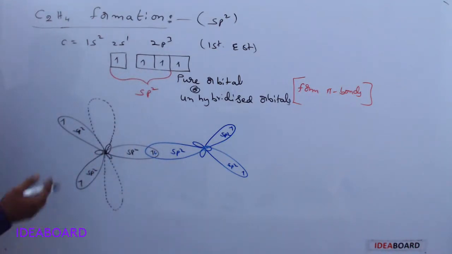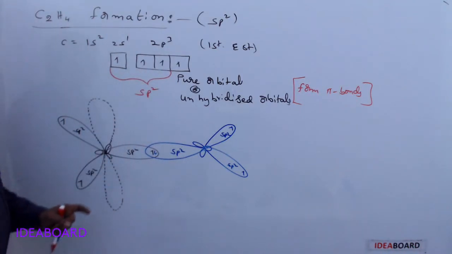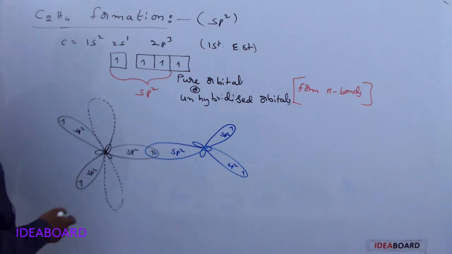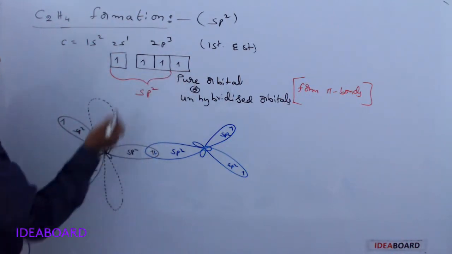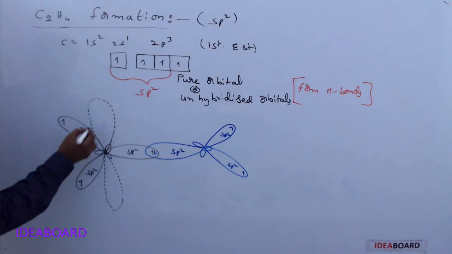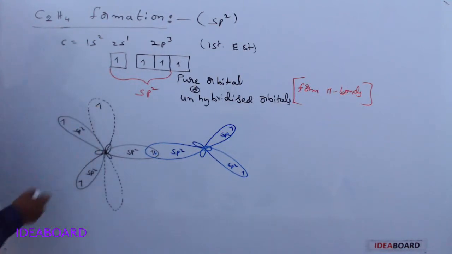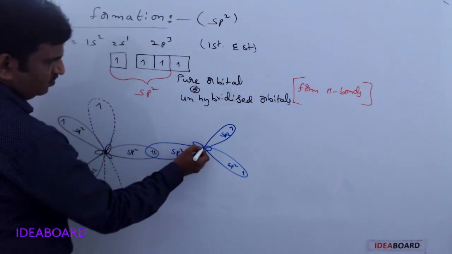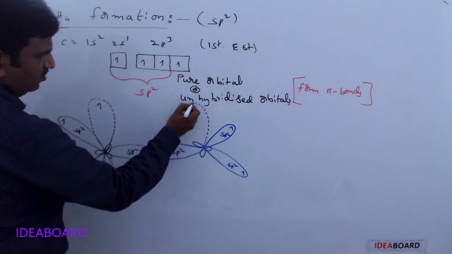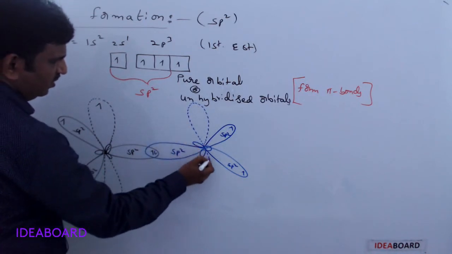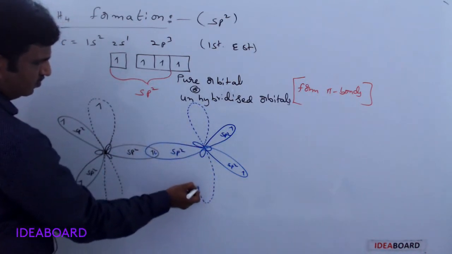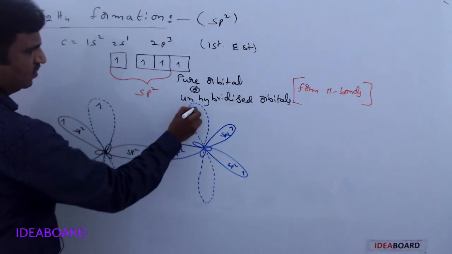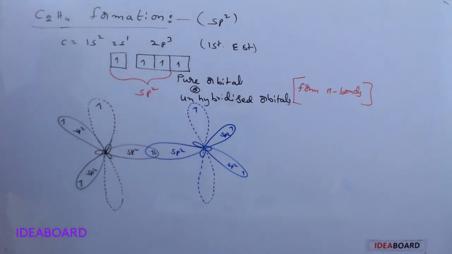Pure orbitals means atomic orbitals without hybridization. A p orbital has a dumbbell shape, suppose 2pz or 2px, whatever it may be. And it also has one electron. Please see, it has one electron. And now for this carbon, I am writing the pure orbital. This is the pure orbital on this carbon atom, and it also has a single electron.